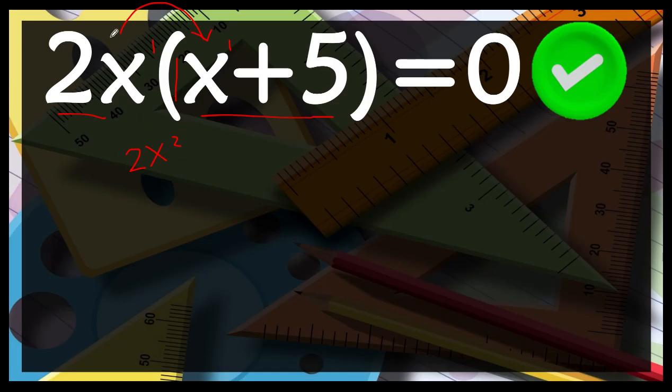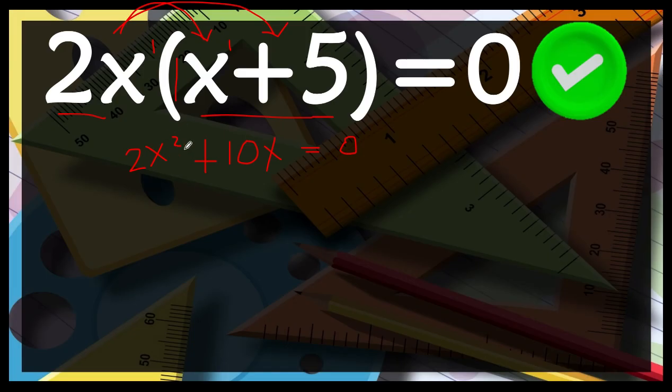Sana naintindihan. Next, i-multiply naman natin si 2x kay positive 5. Okay? So, we have 2x times positive 5. 2 times 5 is positive 10. Dahil pares positive yan, positive. And then, since ito lang yung may x, yung isa ay wala, just copy x. Okay? So, 2x squared plus 10x is equal to 0. And as you can see, tama nga, no? It is a quadratic equation dahil ang highest degree of the exponent niya is 2.